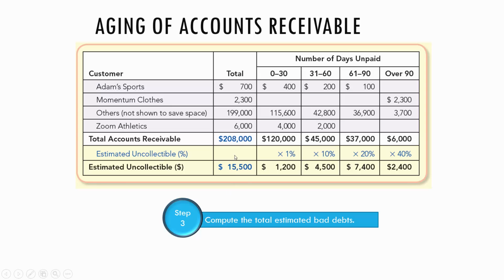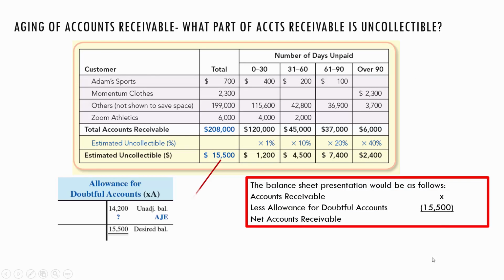So this computes our number at $15,500. Now, the tricky part of this, we said this was a more complicated method, is that we don't just do bad debt expense allowance for a dollar amount. We have to go in and ask ourselves, what is the balance in the allowance for doubtful accounts today? So, go in, and you're ready to do your financial statements.